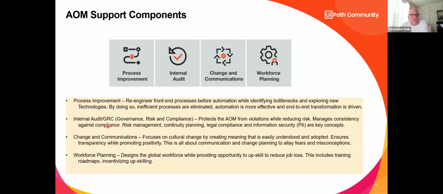So again, internal audit, GRC, that protects your operating model from violation while reducing risk, manages consistency and transparency. Another good thing that your internal audit does is it talks about business continuity. What happens if something goes down forever or if something breaks? Most organizations require a business continuity plan. Legal compliance and PII are all the key concepts when it comes to internal audit. Change in communications, I think we've covered that off.